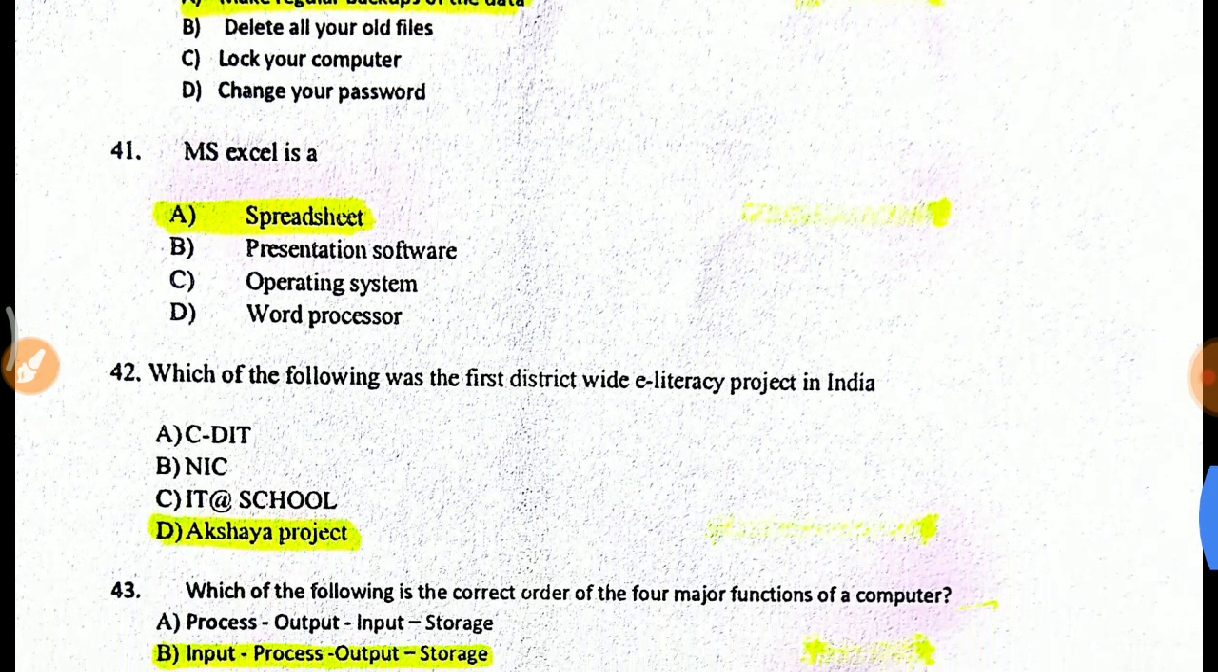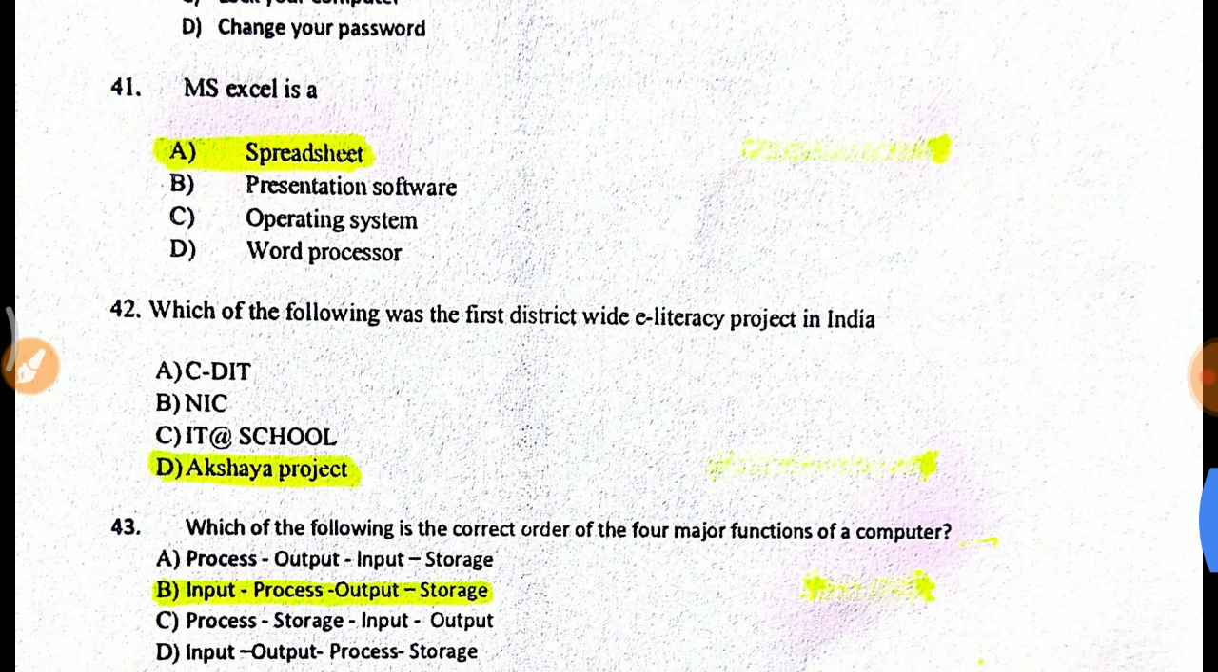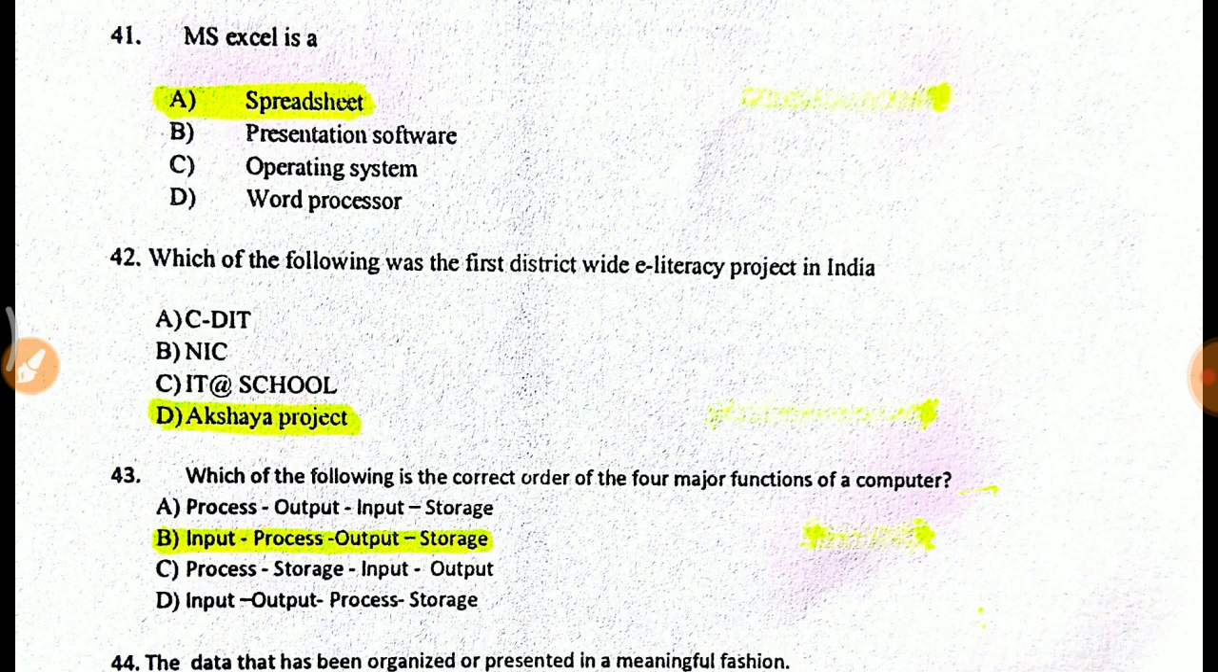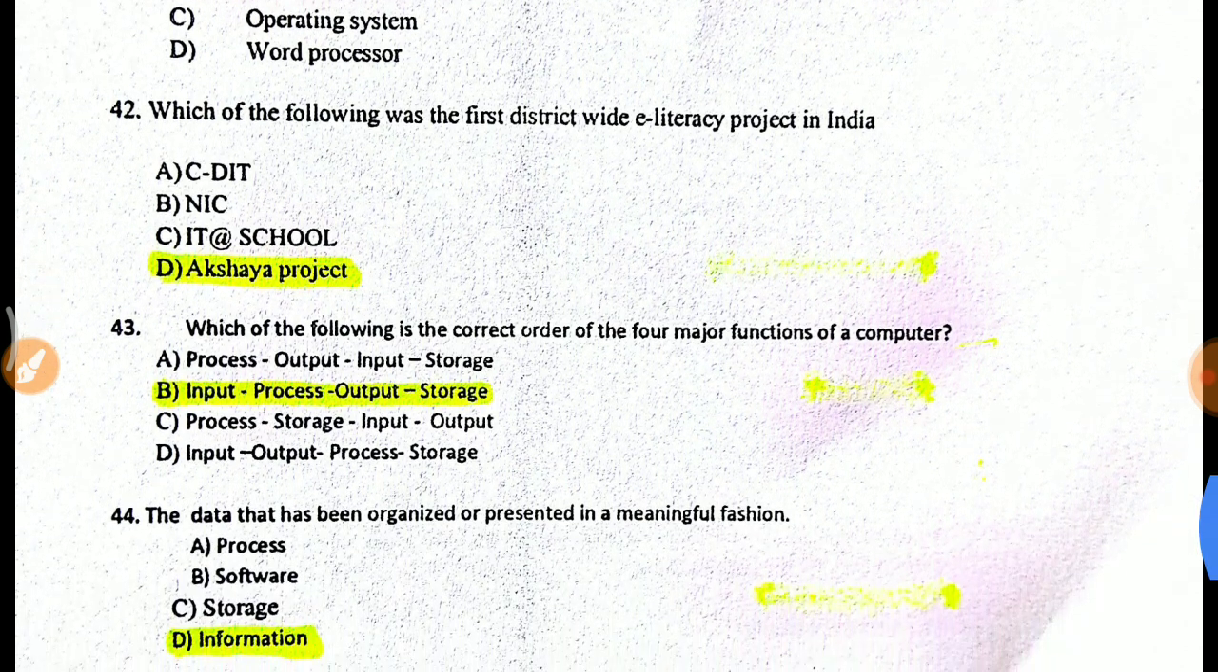Okay. MS Excel is a spreadsheet software. 42. Which of the following was the first district-wide e-literacy project in India? That is Akshaya project. Akshaya project is the first district-wide e-literacy project in India, which first started in Kerala at Malappuram district.